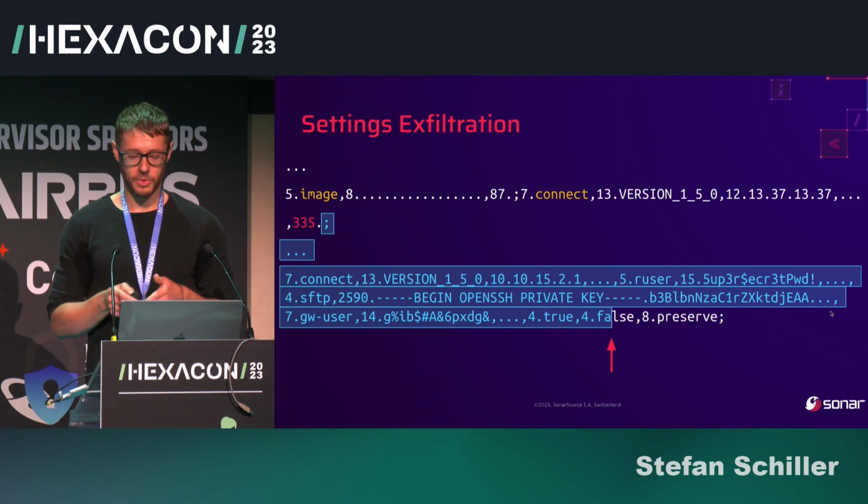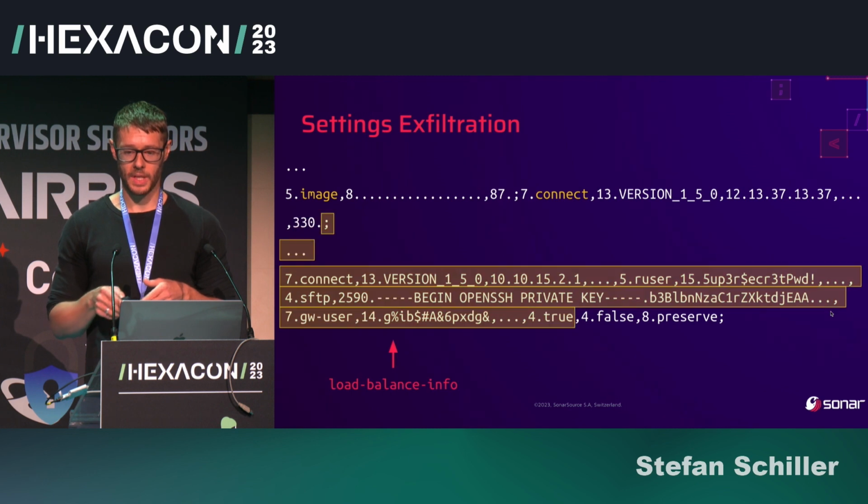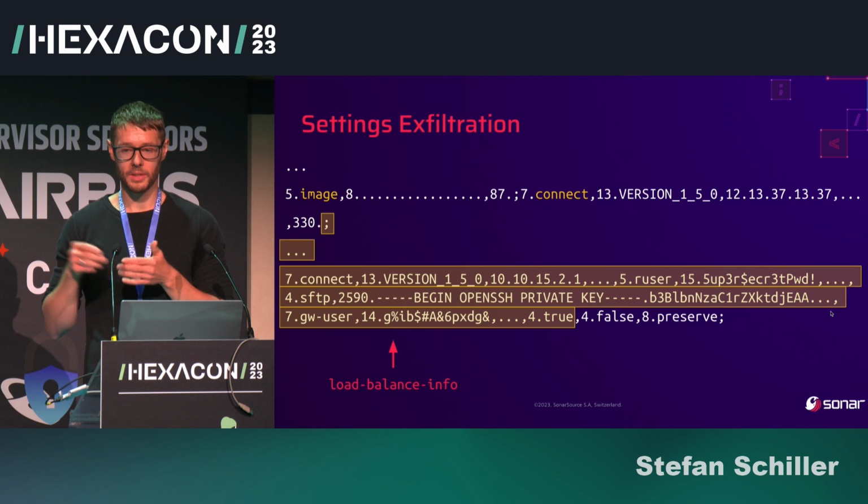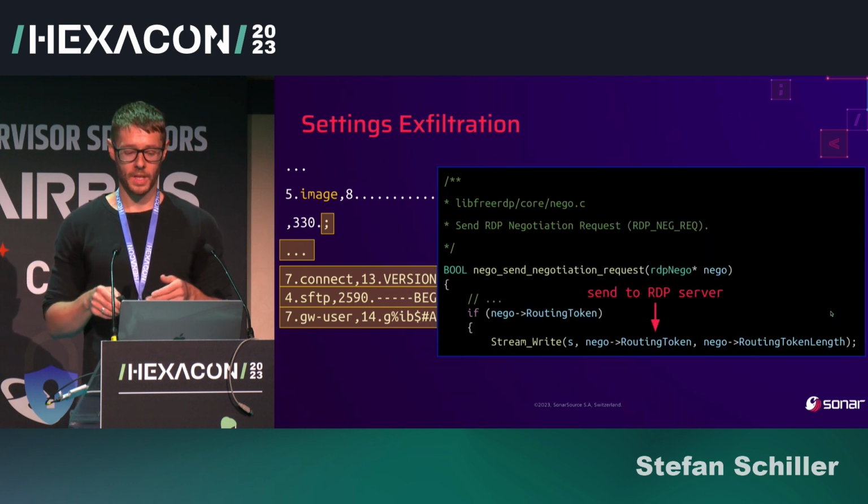But this is not a problem. We just slightly adjust the injected length until we hit the correct boundary. And at this point, we successfully hit this correct boundary. The specific setting of our connect instruction, which is now populated with the legit connect instruction, is called load balance info.